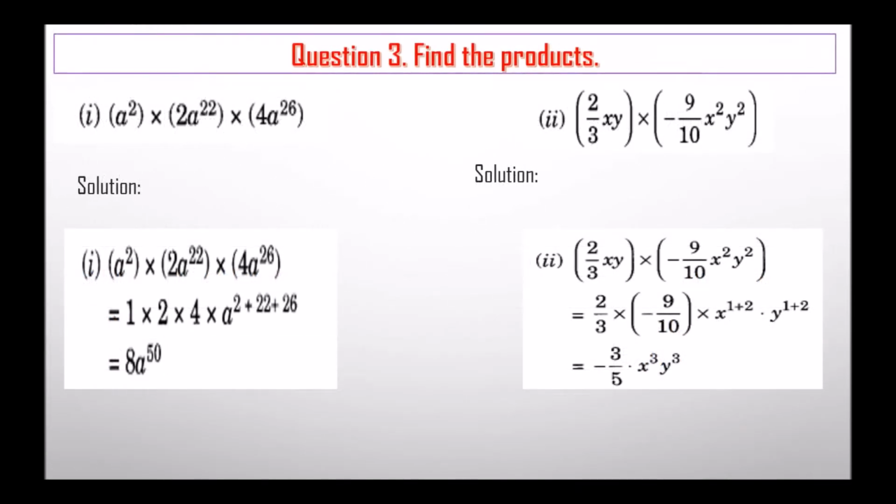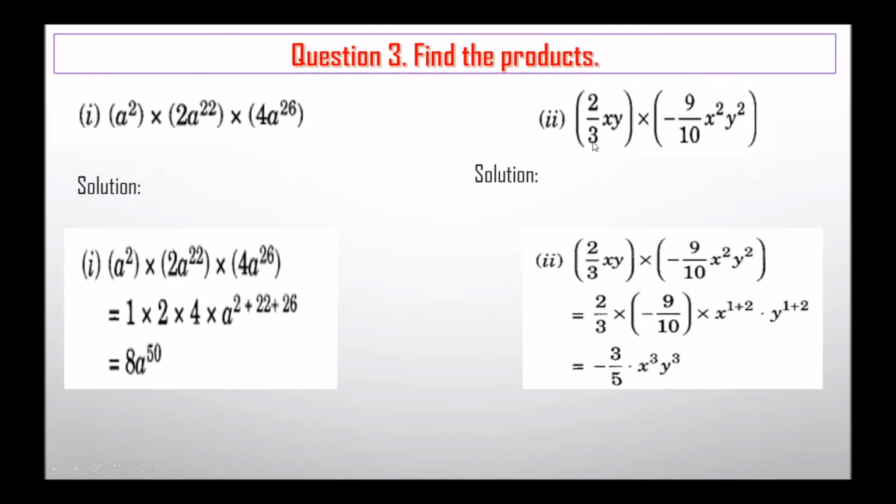Third question, find the products. a square into 2a raised to 22 into 4a raised to 26. So here the coefficient is 1, here it is 2, and here it is 4. So 1 into 2 into 4 into a, because all the variables are a. We will add all the exponents. So 2 plus 22 plus 26, that is 8a raised to 50.